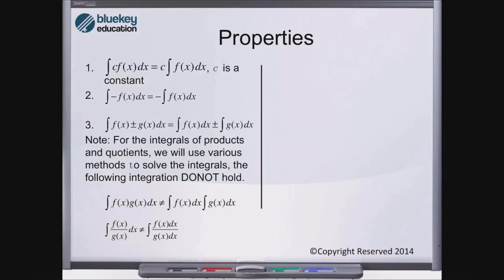So we have the three basic properties of antiderivative. The first one: when you multiply by a constant, you can pull the constant outside the integral sign. When you find the integral of the sum of two functions, you can first take the integral of each function and then combine them together. For the integral of a product and quotient, we'll use various methods to solve the integral. The following integrations do not hold.